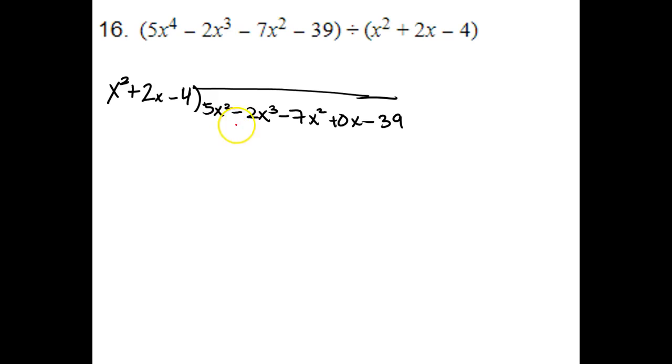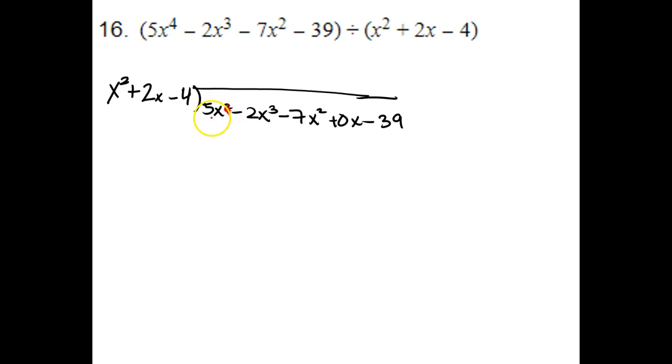And then I'm also making sure that my exponents are in descending order. So this was 5x to the 4th minus 2x cubed squared, and then there's not an x term there, so I put a 0 placeholder on that one. Okay, the first step for me to divide is to divide, but I'm going to be dividing the first terms.